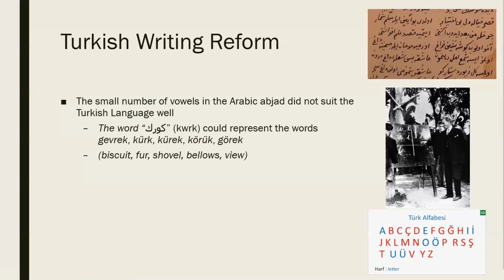To illustrate this, we can see how a word written in Ottoman Turkish, which I have here written using the Arabic abjad, could represent 5 different Turkish words. This KWRK could represent the word gevrek, kürk, kürek, körük, or görek. So there are all different combinations of vowels and consonants, but all of which are represented using the same characters.